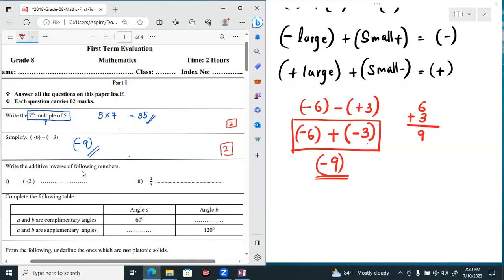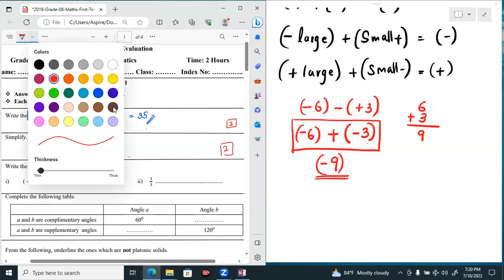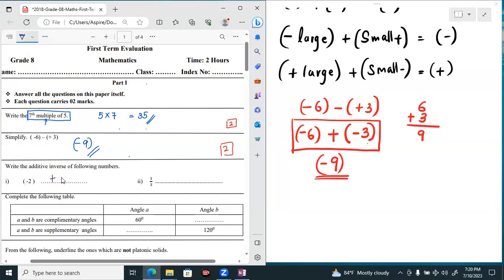Write the additive inverse of the following numbers. When you are given a particular number with a sign, then the additive inverse means the number of opposite sign. Now it is -2. Then what is this? It is +2. Here it is +1/3. Then what is the opposite sign? It is -1/3. Okay. Now each carries 1 mark.